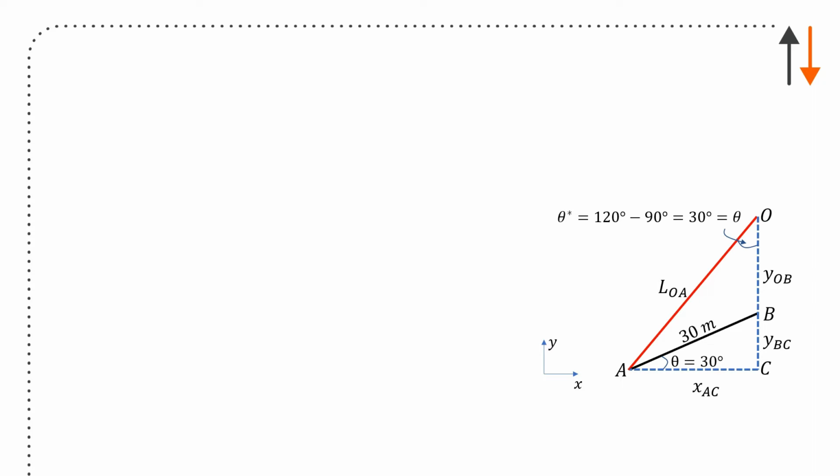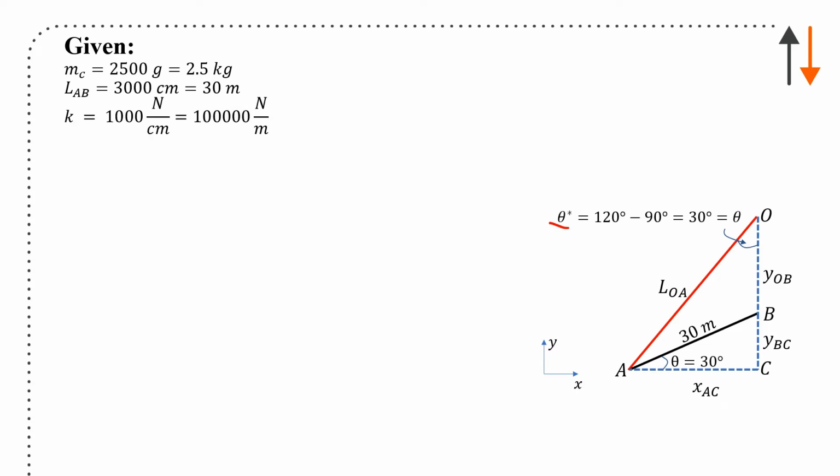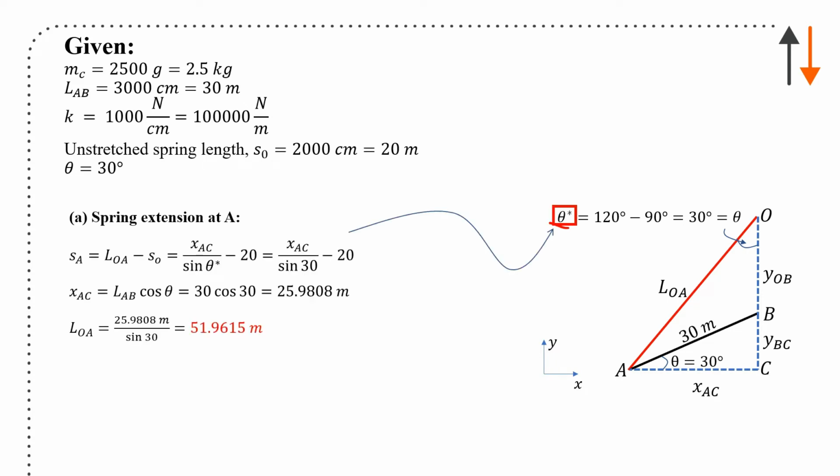So if I redraw this and I remember that 120 degrees, then I can see that that angle at the very top, which I'm going to call theta star, is equal to 30 degrees, which is equal to theta at the very bottom. So I'm given that. So mass of the collar is 2.5 kilos. Length is 30 meters. K is equal to 100,000 newtons per meter. So it's a very large number. Unstretched spring length is 20 meters. And theta is equal to 30 degrees. So a lot of large numbers in this problem.